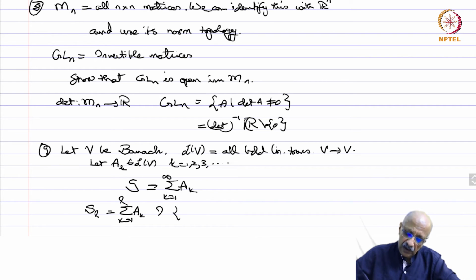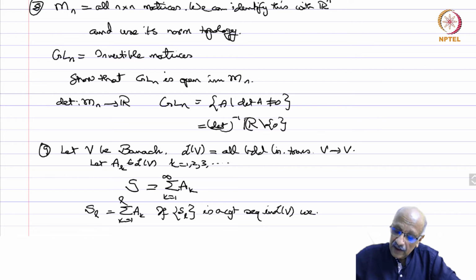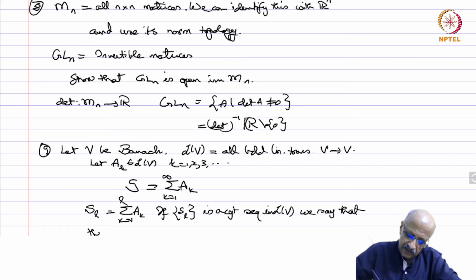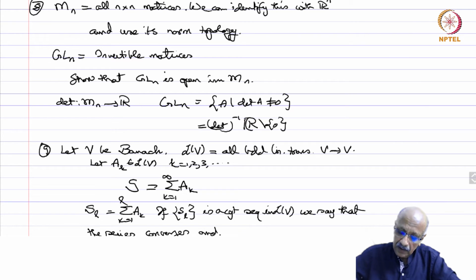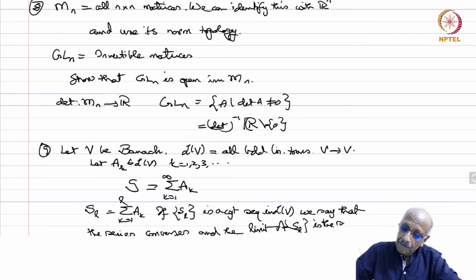So if Sl is a convergent sequence in L(V), we say that the series converges and the limit of Sl is the sum of the series.